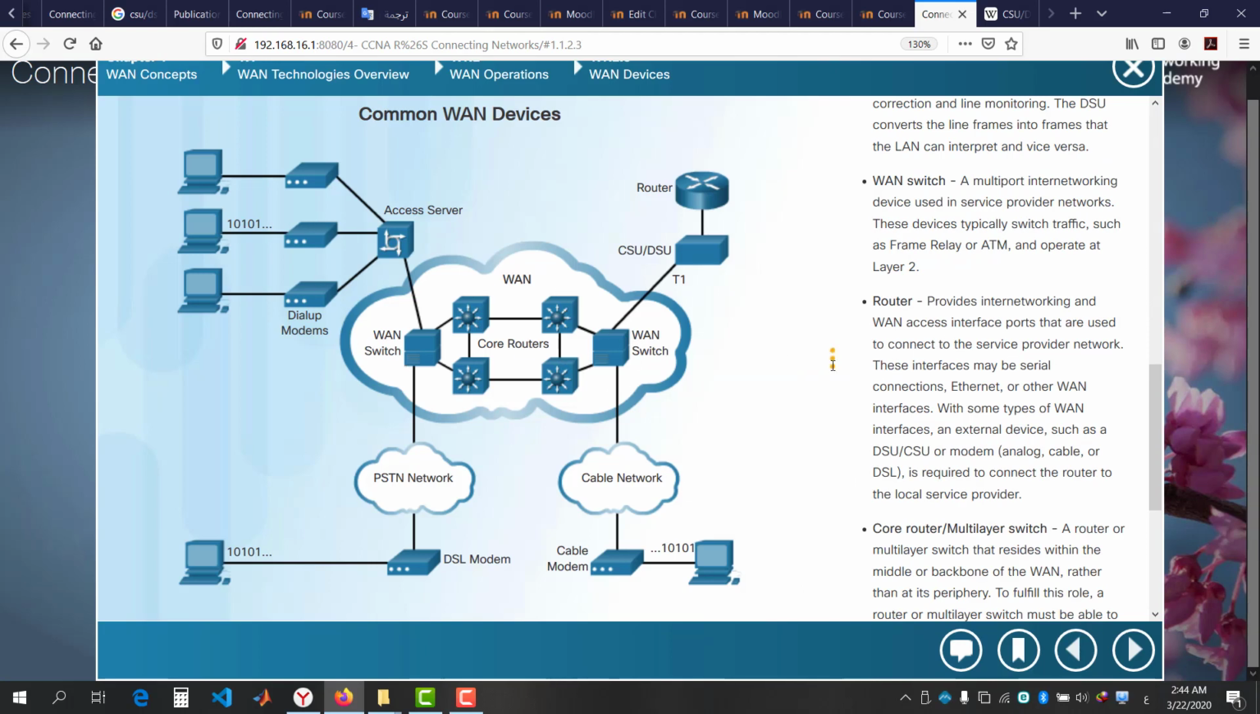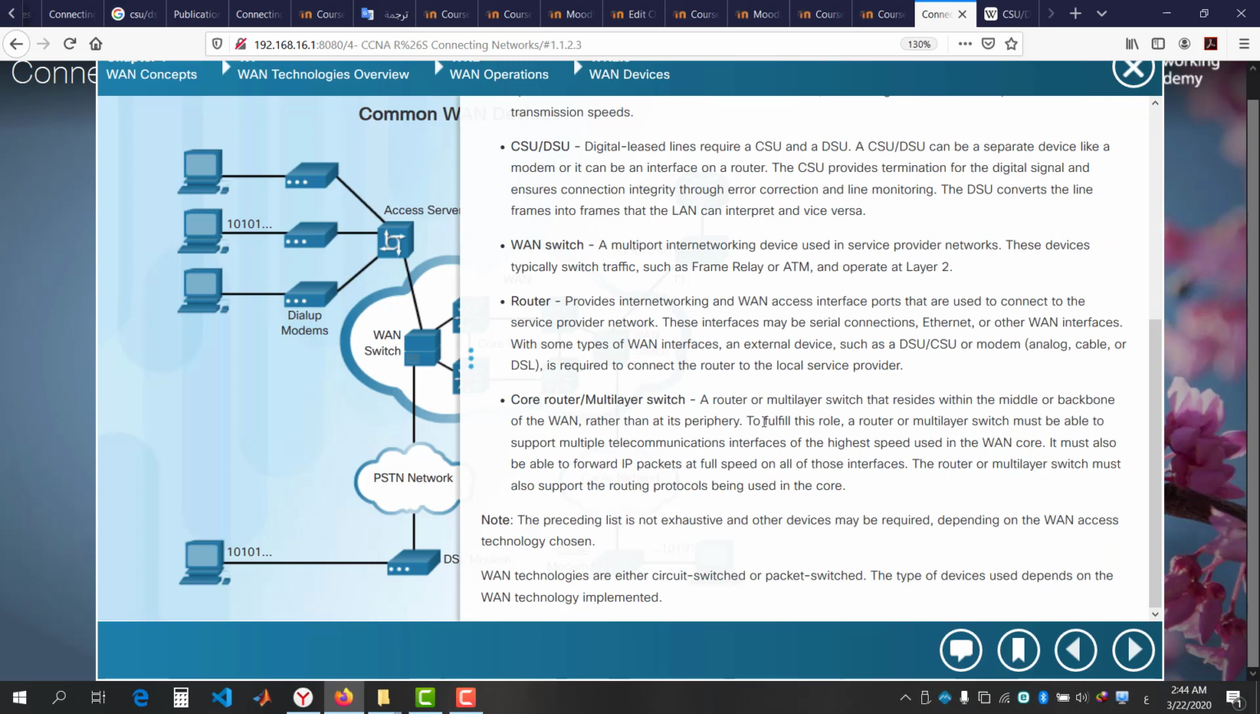Rather than at its periphery. To fulfill this role, a router or multi-layer switch must be able to support multiple high-speed telecommunication interfaces used in the WAN core. It must also be able to forward IP packets at full speed on all of these interfaces. The router or multi-layer switch must also support the routing protocols being used in the core.